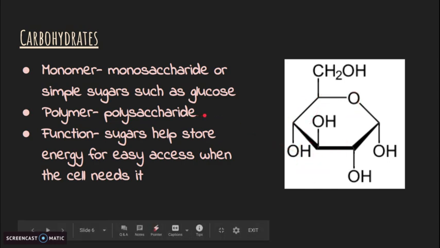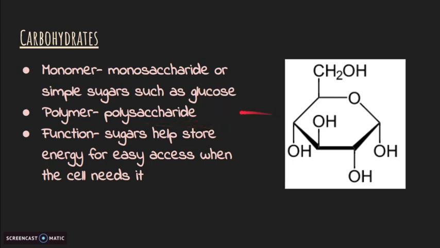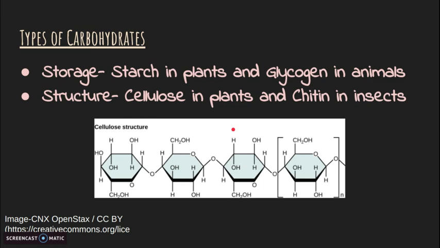Polymers are considered polysaccharides, which means it's just many monomers put together. So many glucoses put together would be considered a polysaccharide. And as I mentioned before, the sugars help store energy and it's easy access because it's easy for the body in the cell to break apart a polymer of carbohydrate and then they can get the monomer energy such as glucose easily. So these are types of carbohydrates that you need to know.